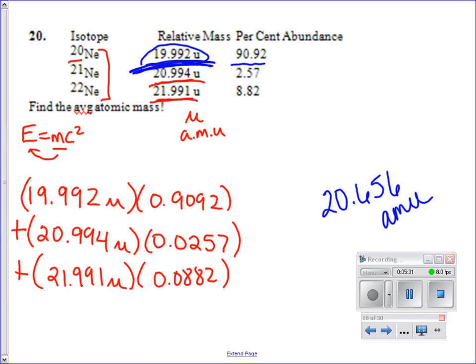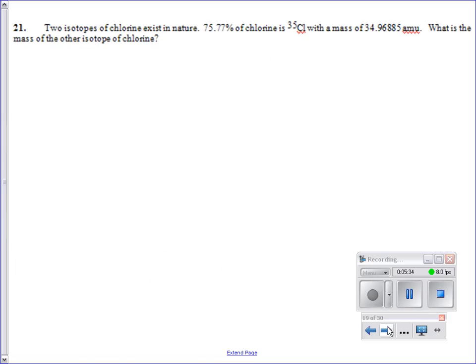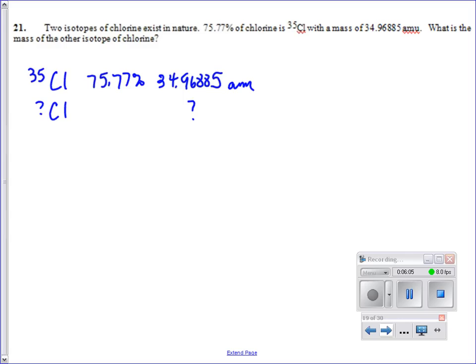Okay, we're going to do another one of these. We're just going to approach it a little bit differently. In this one, the problem's saying there are two isotopes of chlorine. One of them is Cl35, and it exists 75.77% of the time, and it has a mass of 34.96885. The question says, what's the other isotope of chlorine? So we don't know the other isotope of chlorine, and we're looking for its atomic mass. There's only two isotopes, so can anyone at least tell me what the percent of that one is?